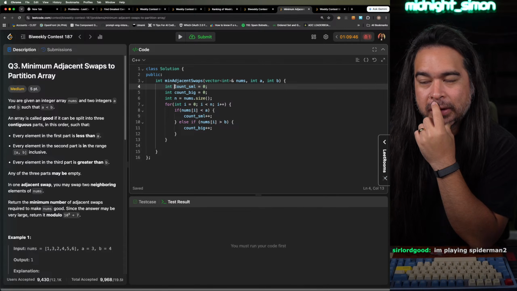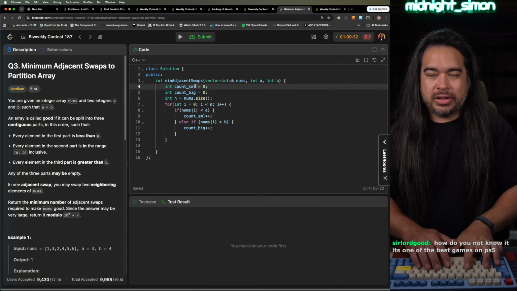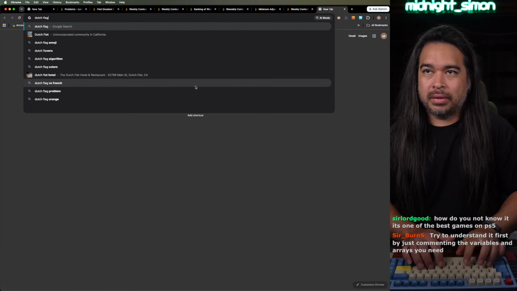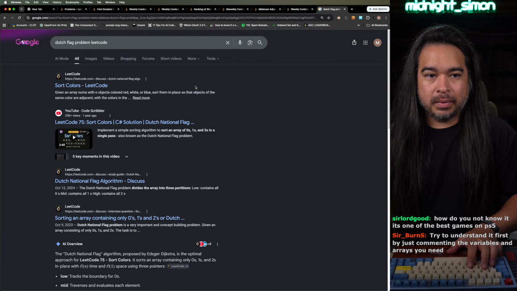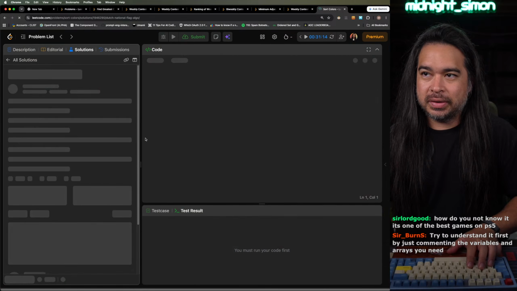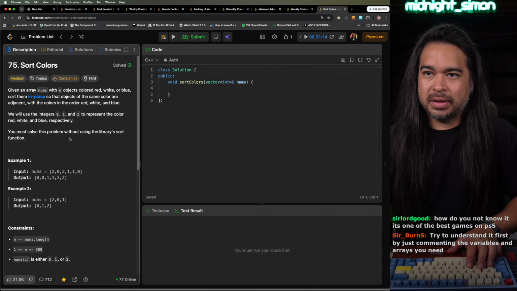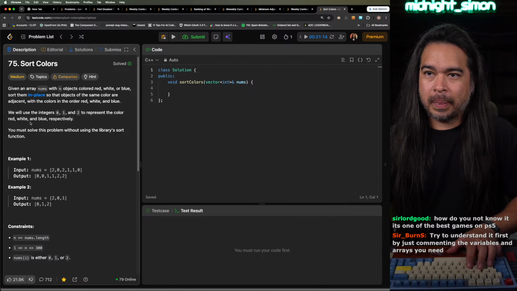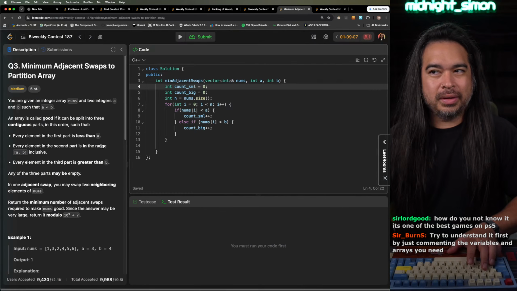So first thing is, I gotta get the smalls first in there, huh? Let me look at the Dutch flag problem, man. Sort colors. What's the difference? Maybe a little bit different.